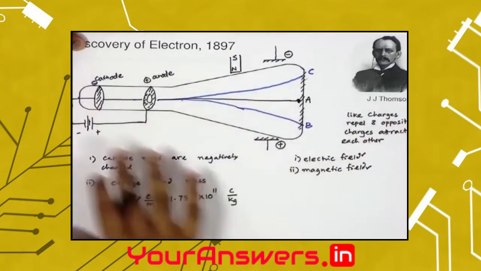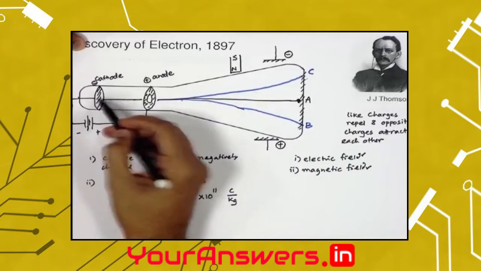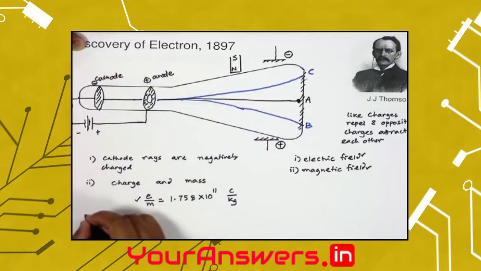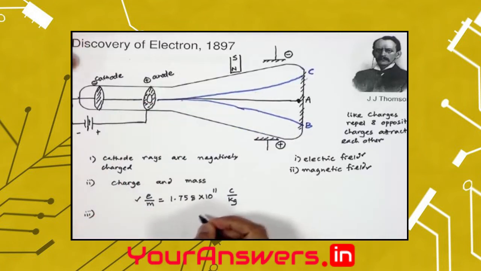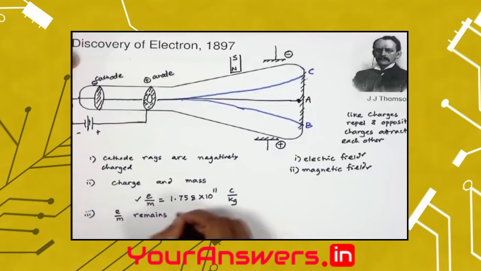He repeated this experiment by changing the metal, using different metals for cathode and anode, and he saw that no matter which metal he used as cathode and anode, the e/m ratio remains the same for all metals.